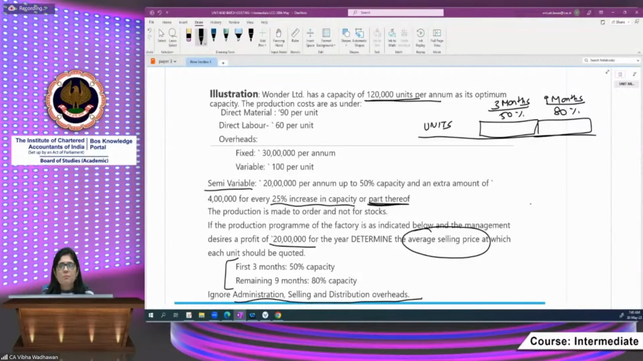1,20,000 units per annum. Is it 60,000 or 96,000 or 15,000? 60,000. Vishali also telling 60,000. Any other answers, or should I take 60,000? 15,000 is also coming. 15,000 and 60,000. I want a couple of more students to calculate.